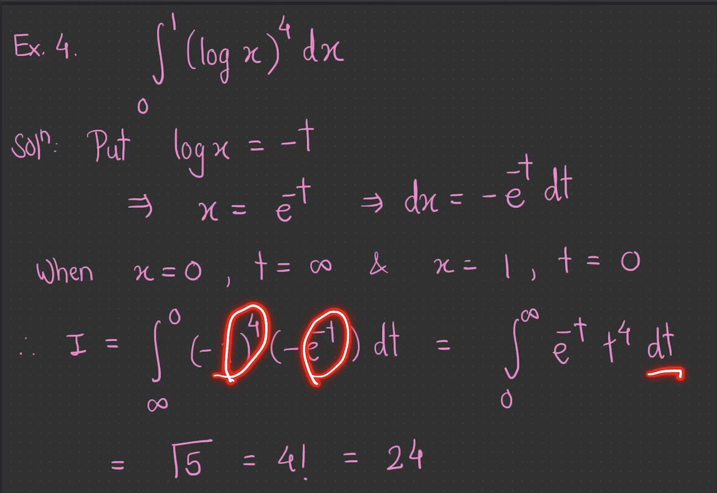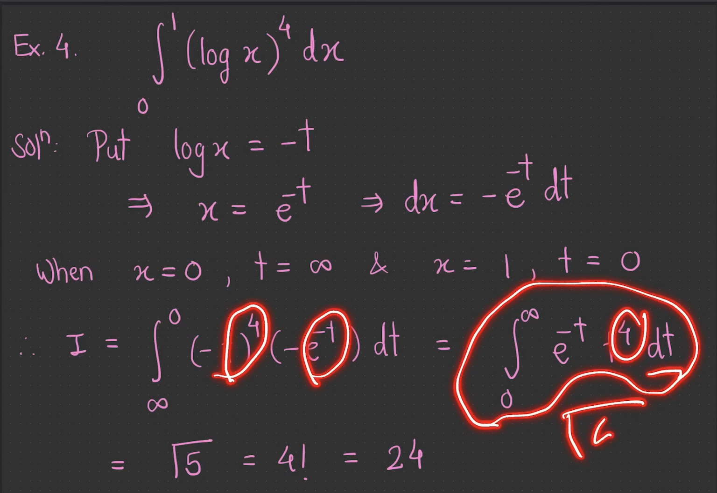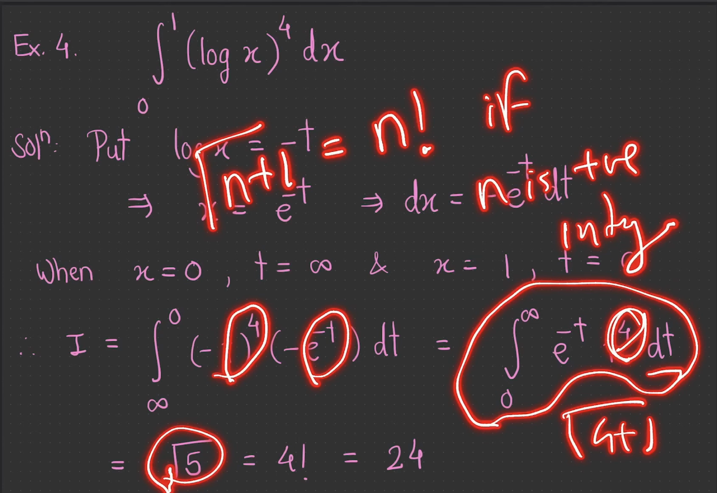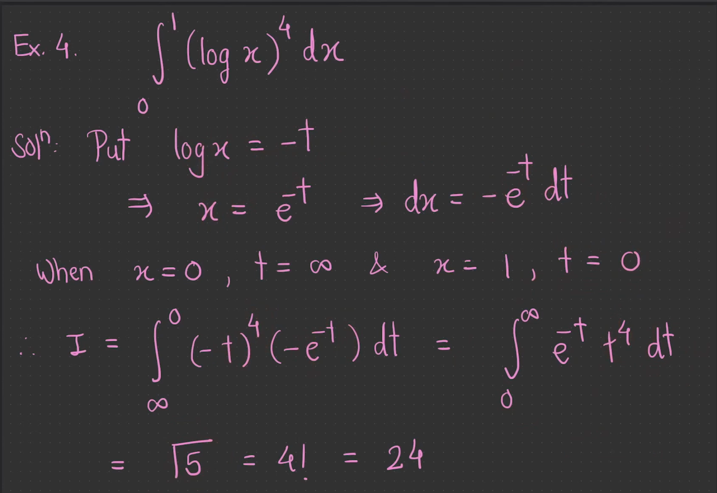And by definition of gamma, this integration is equal to gamma of 4 plus 1, that is gamma of 5. And we have seen one property, that gamma of n plus 1 is equal to n factorial if n is a positive integer, and here 4 is a positive integer. So gamma of 5 is equal to 4 factorial, and 4 factorial is 24. So the value of this integral is 24.